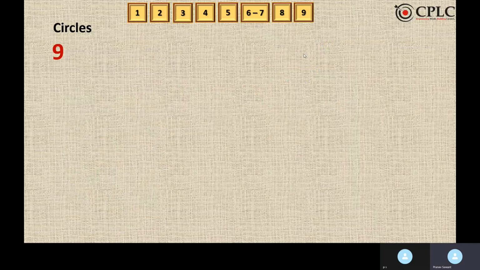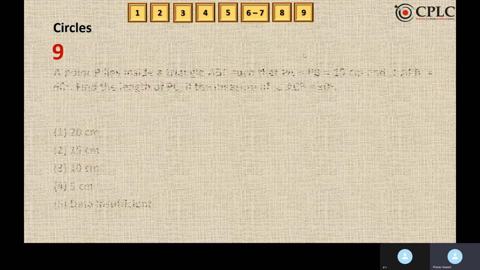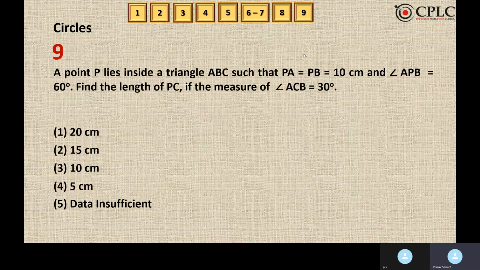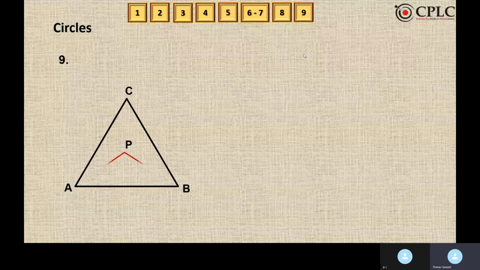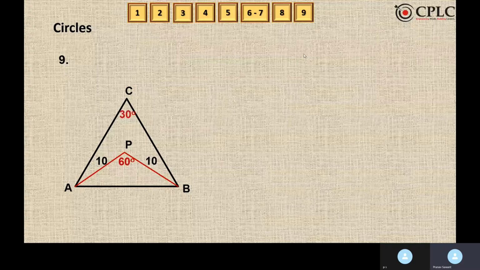Moving to the next question. A point P lies inside a triangle ABC such that PA is equal to PB is equal to 10. Angle APB is equal to 60 degrees. Find the length of PC if the measure of angle ACB is equal to 30 degrees. This is a triangle. P is the center. PA is 10, PB is 10, and it's 60 degrees.